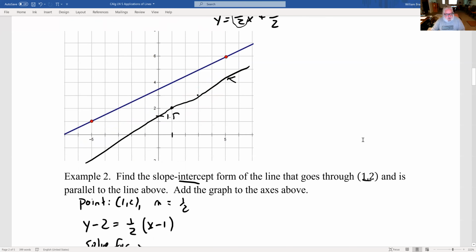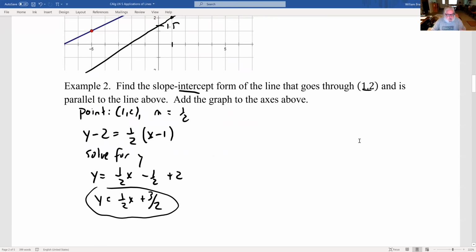Great. So if you've got a line and a point that's not on the line, and you want to find the parallel line, you've got the same slope, you've got the point, so use the point slope form, and then solve for y.